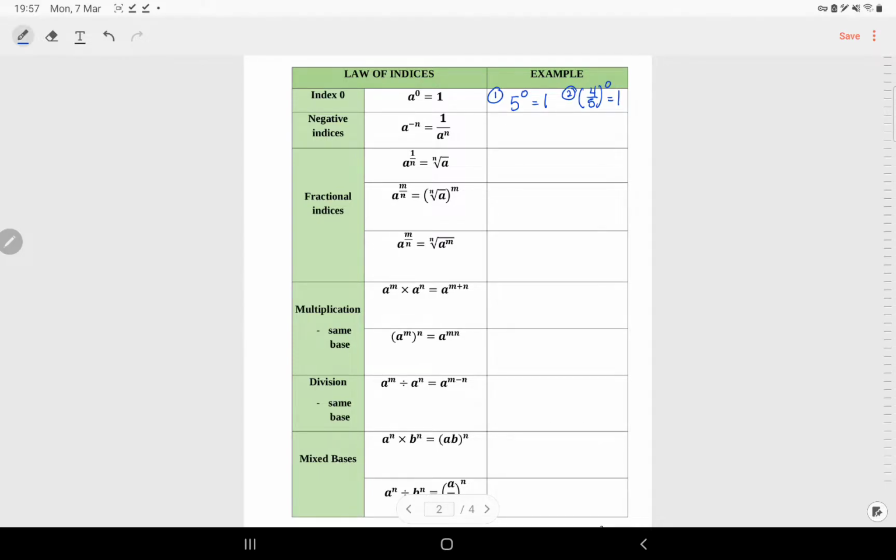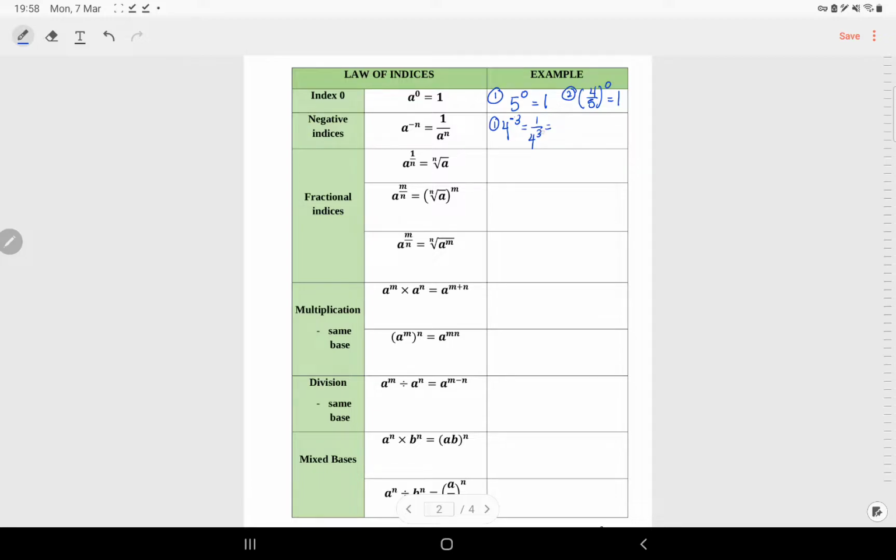Second law of indices, where you have negative indices, meaning the negative power. A to the power negative n is equal to 1 over a to the power n. For example, say I give you 4 to the power negative 3. Using the law here, 4 to the power negative 3 is basically 1 over 4 to the power 3.